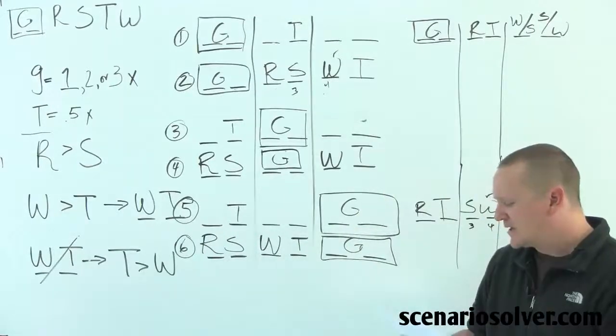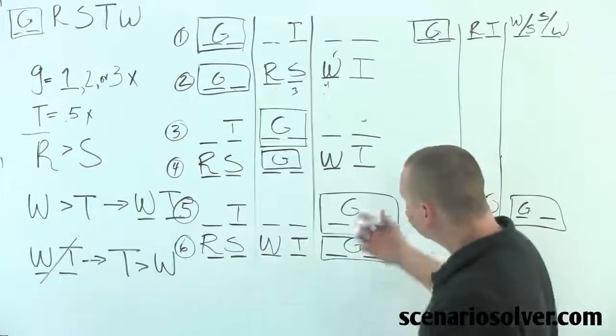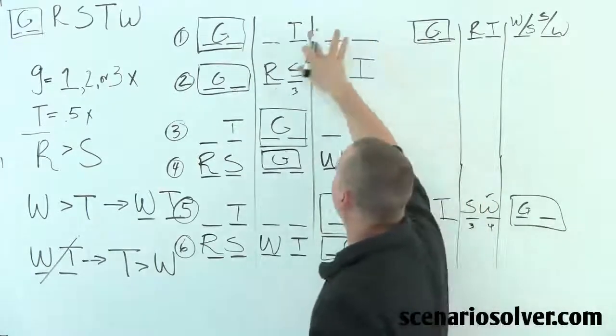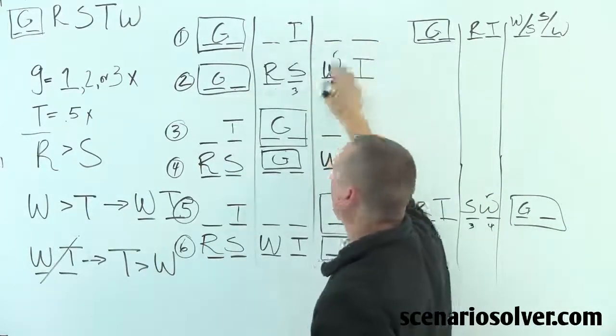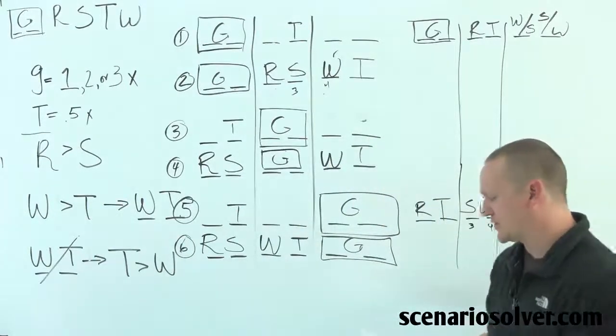And let's go to E. T is shown immediately before W. Okay, well, sure, we could do it right here. T could be immediately before W and then an R and an S. Therefore, since that can happen, that cannot be the answer to the question.